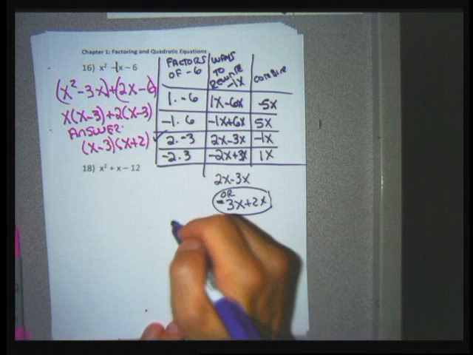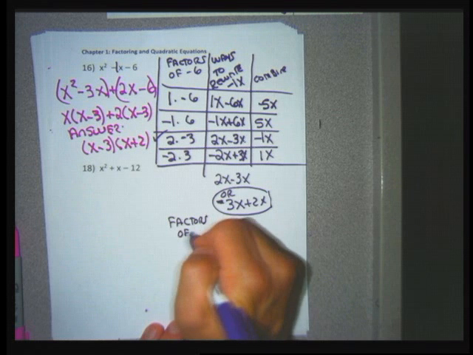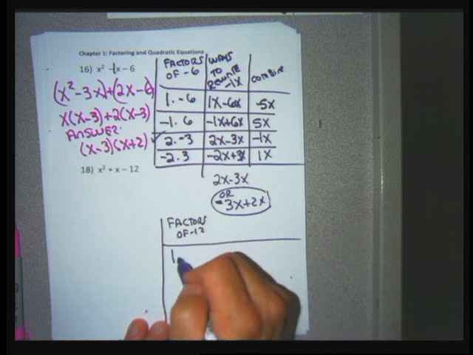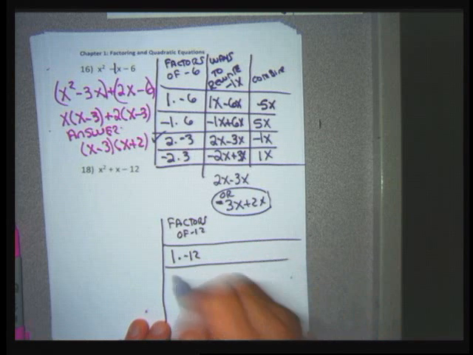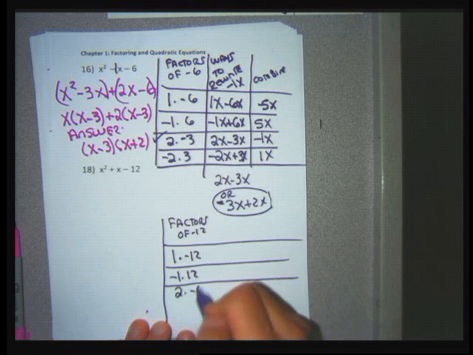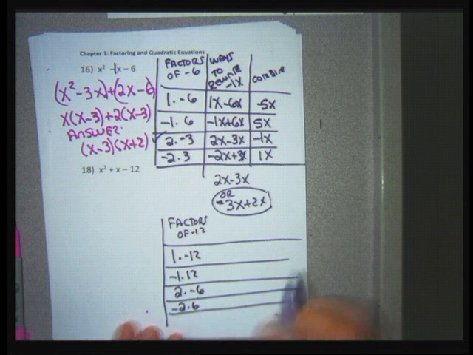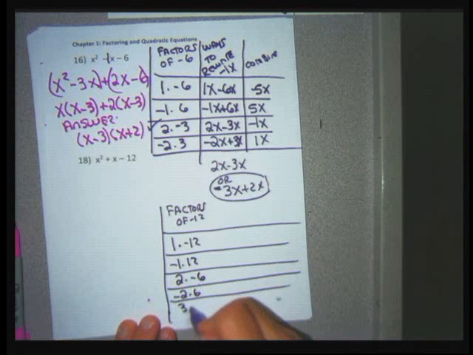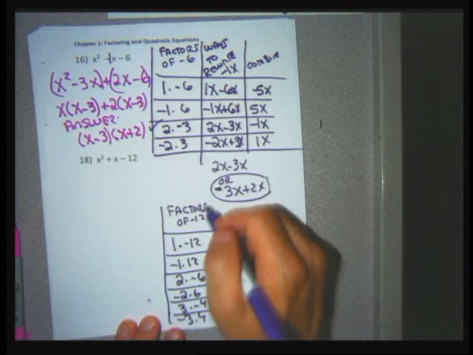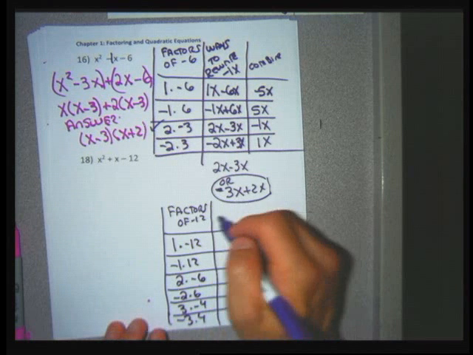I need to find the factors of negative 12. So one has to be positive, one has to be negative. I can go 1 times negative 12, negative 1 times 12, 2 times negative 6, negative 2 times 6, 3 times negative 4, and negative 3 times 4, because all 4 of those numbers multiply out to be a negative 12.